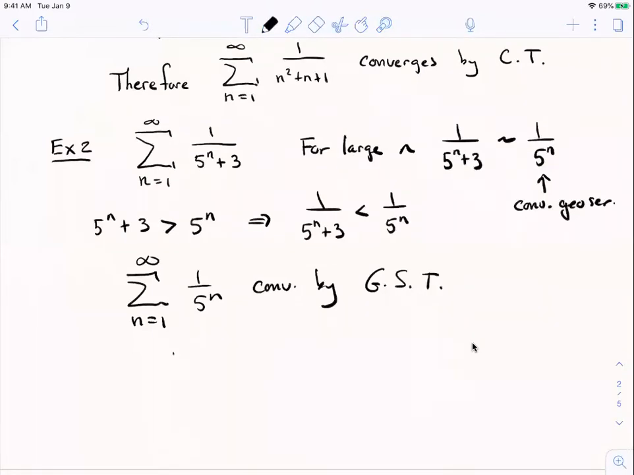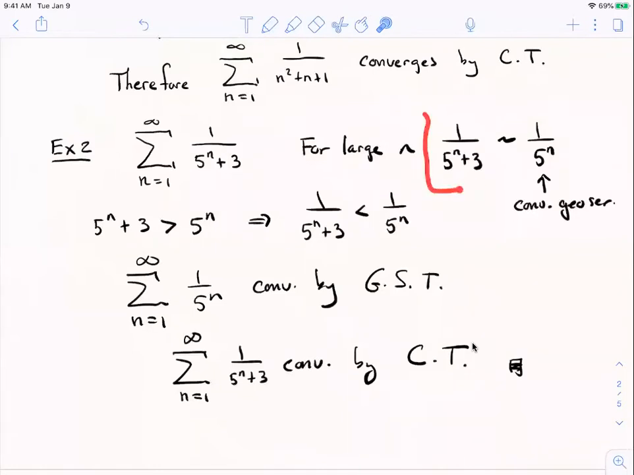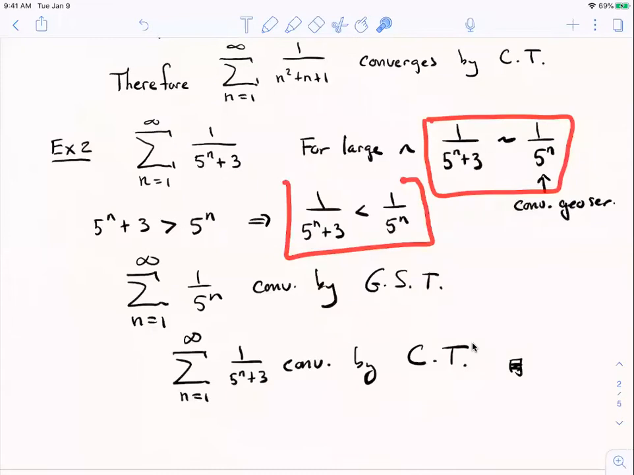So our series, the sum of 1 over 5 to the n plus 3, converges by the comparison test. Okay, so that's a second example. Just to run through it one more time, I've got to do something to give me an idea of how this thing behaves. Once I know how it behaves, this thing is like a convergent geometric series, so I'm looking to bound it above by that convergent series' terms.